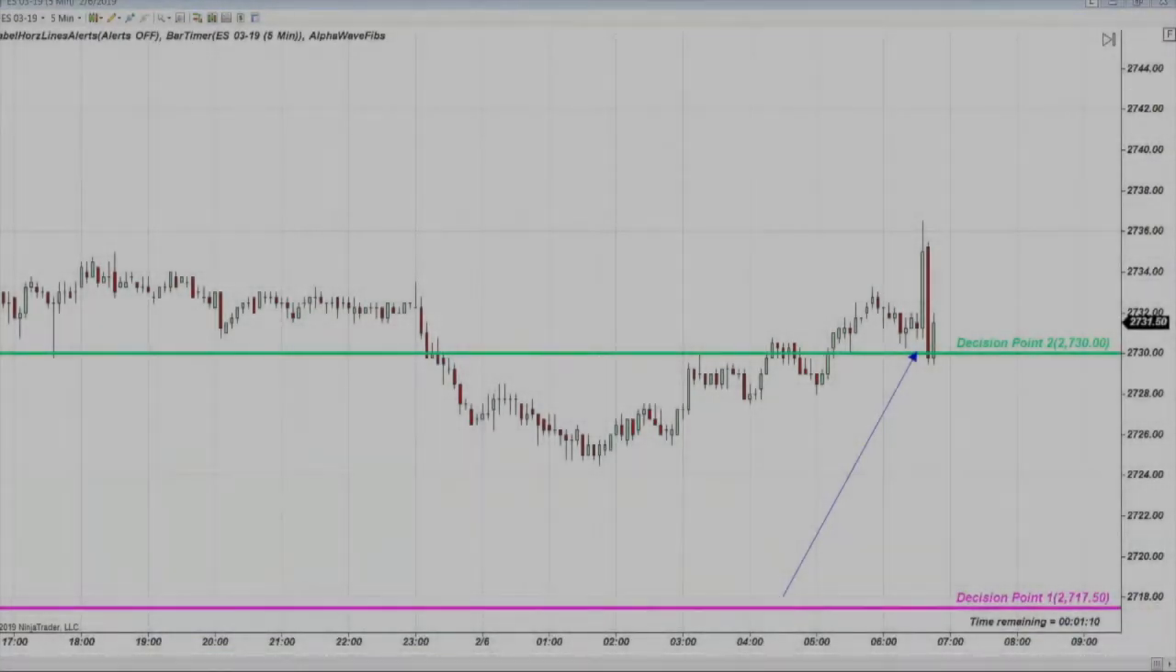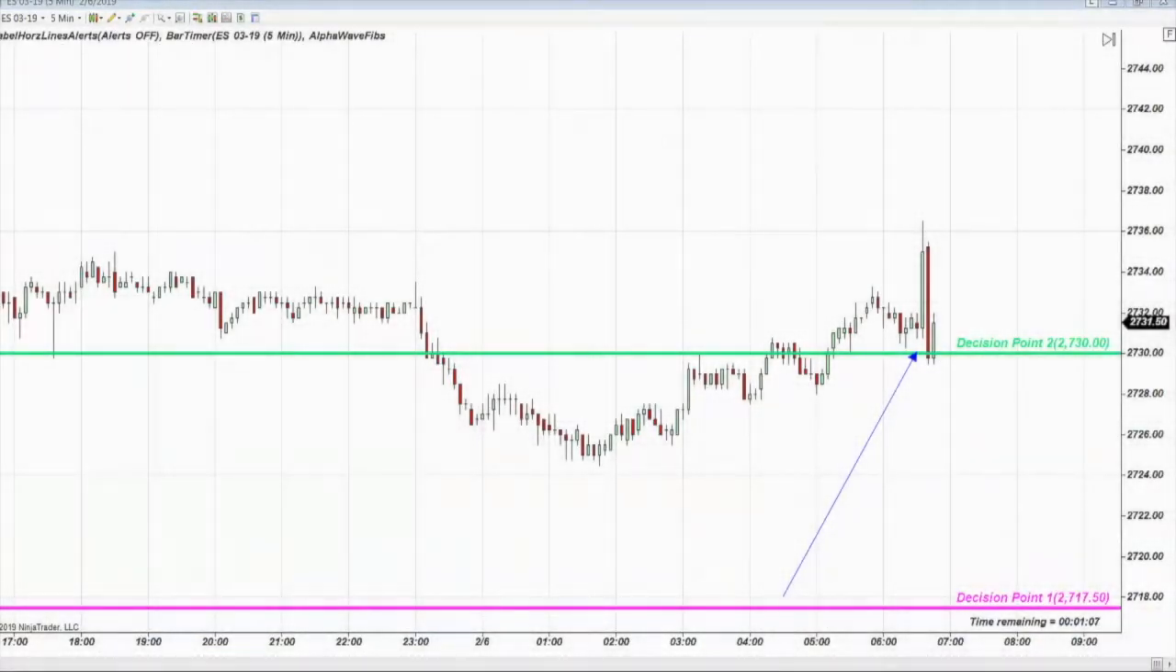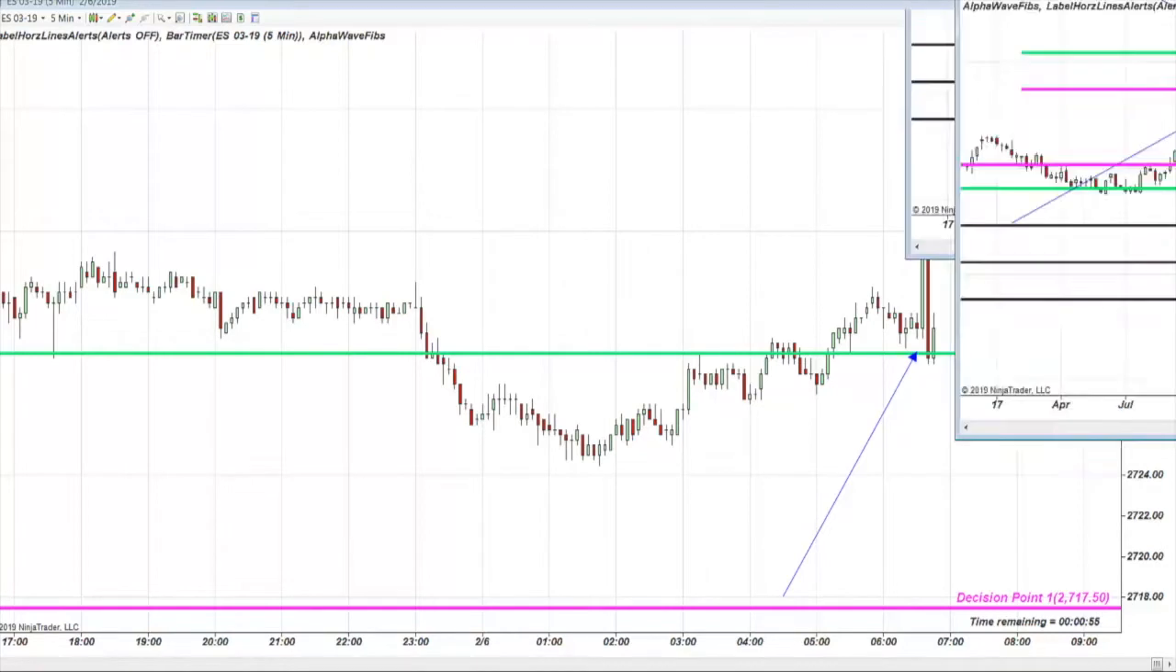Hey guys, so this is February 6th. In 45 minutes we have oil news. This morning I would like to devote to decision point 2 on Fibonacci Retracement tool.